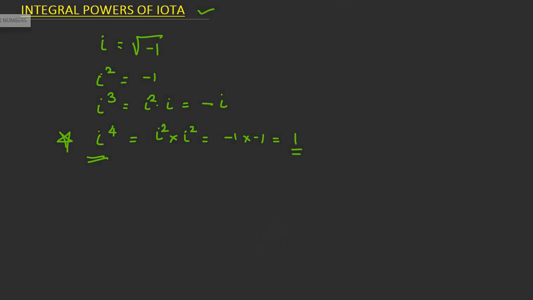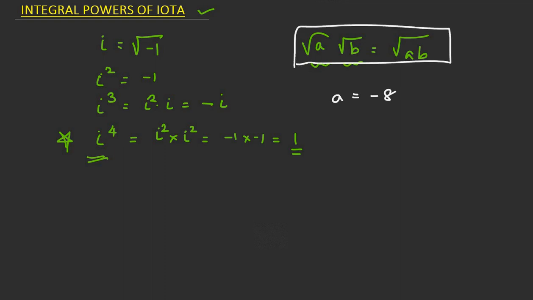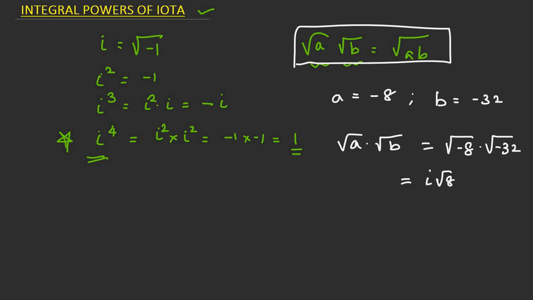Now we have seen in this introduction that this is not always true. For example, I take a equal to minus 8. We'll check whether this is true. A is equal to minus 8 and b is equal to minus 32. Let us check for root of a into root of b. Root of a into root of b will be root of minus 8 into root of minus 32. Now root of minus 1 is I, so root 8 into I, root of 32 can be written as I into root of 2 cubed into I into root of 2 power 5.